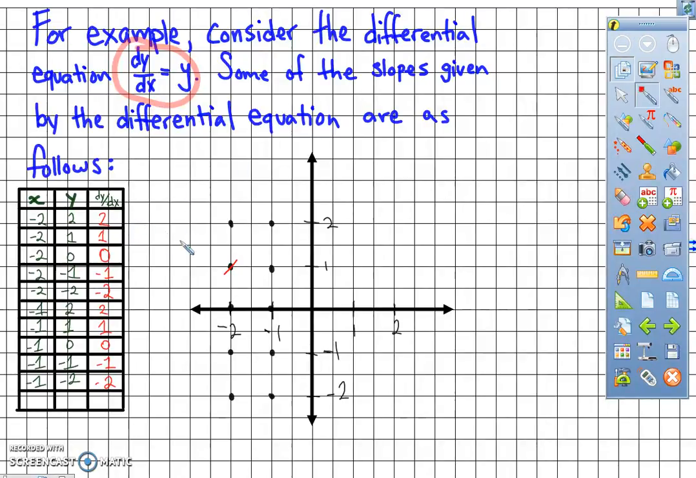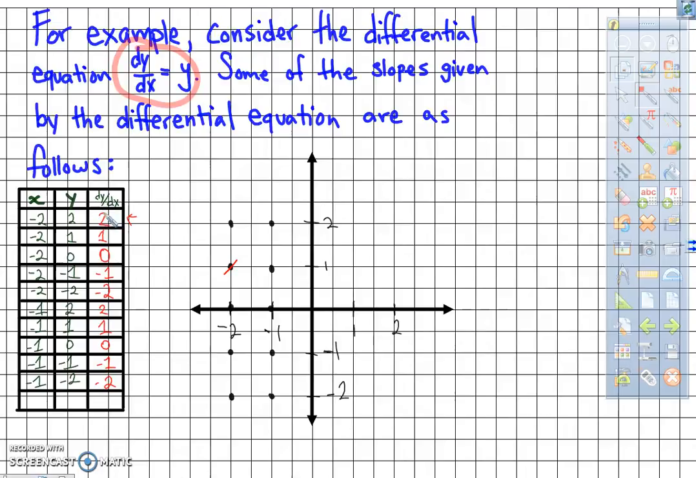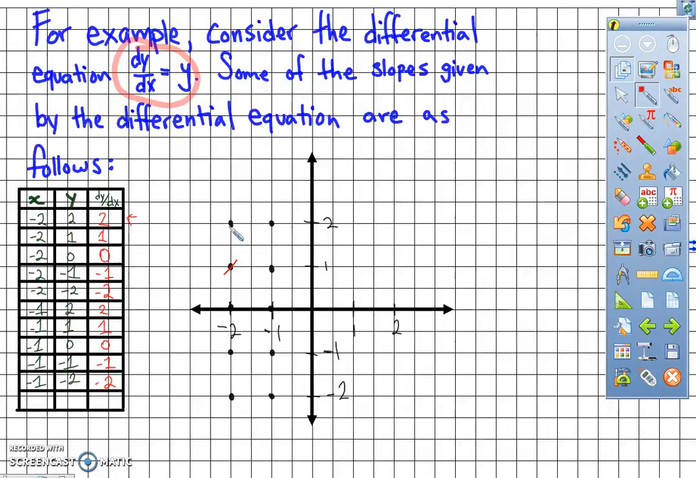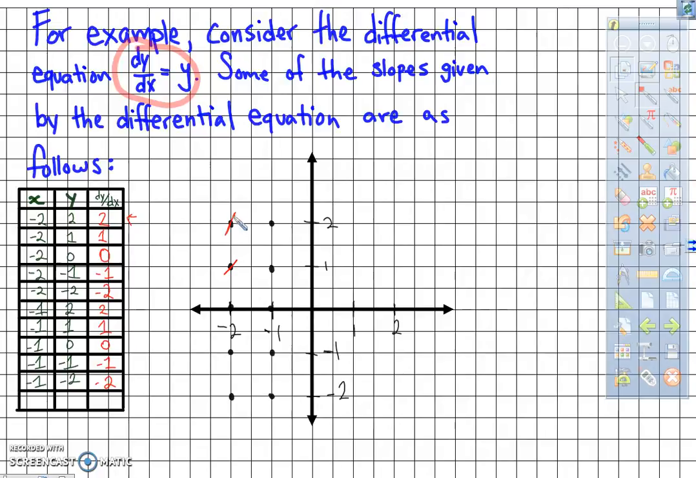Okay, so 2 is a little steeper than 1. So a slope of 2 for the point -2, 2. -2, 2 is up here. Make sure that you make it a little steeper than the slope of 1. So make sure that you kind of make it steeper. This looks steeper than that. That's good.